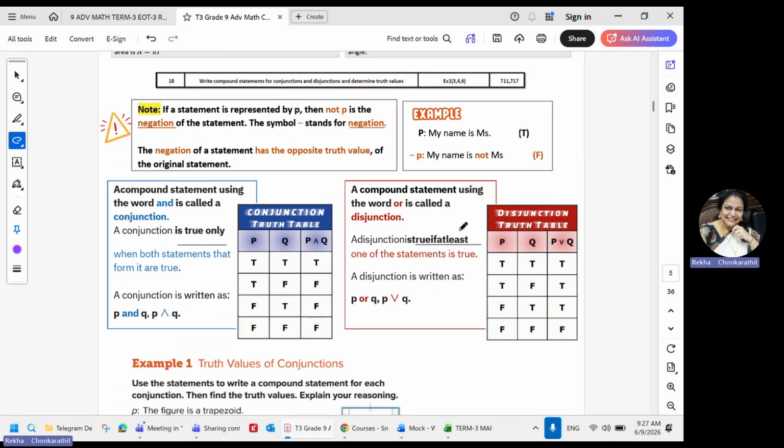Next comes the truth value for conjunction and disjunction statements. A conjunction statement is a compound statement using the word and.